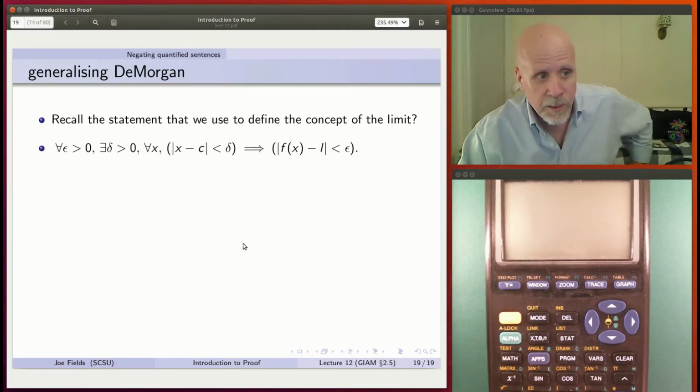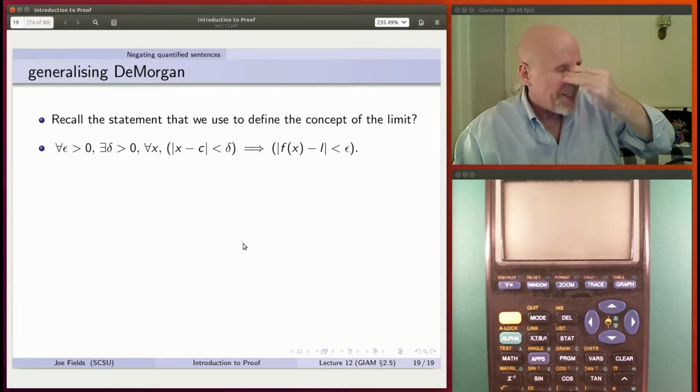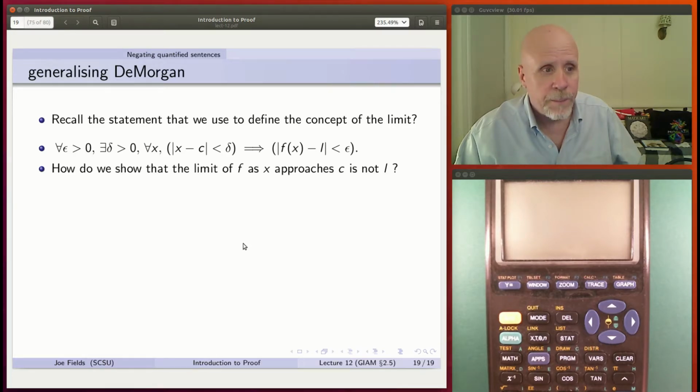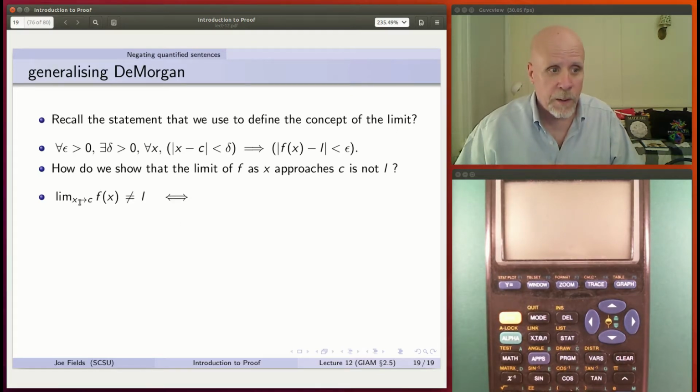So the statement was, and I've thrown some commas into this version of it because I think it makes it easier to read: for all epsilon positive, there exists delta positive, for all x, absolute value of x minus c less than delta implies absolute value of f of x minus L is less than epsilon. Right. Can we negate that? In other words, how do you show that the limit of f of x as x approaches c is not equal to L? I mean, that's how you'd say it in simple terms.